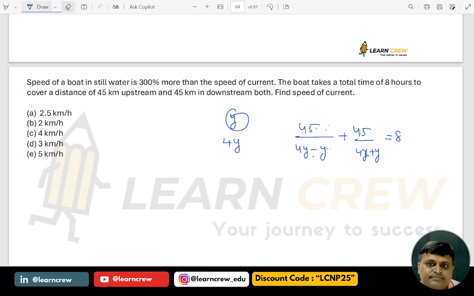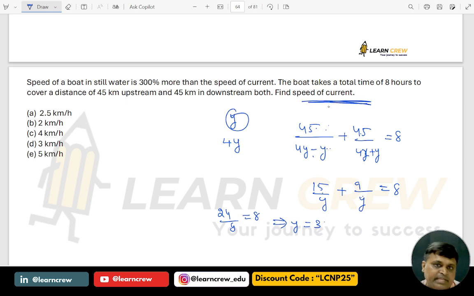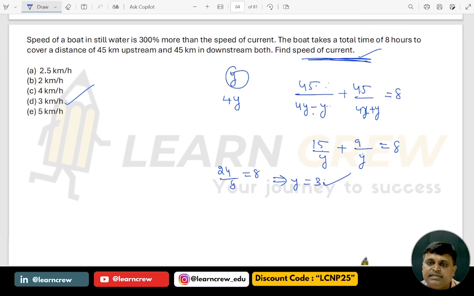45 by 3y is 15 by y. And 45 by 5y is 9 by y. So 15 plus 9, 24 by y is equal to 8. So I got y as 3. If y is 3, I need the speed of current only. Speed of current is y only. So answer is 3.